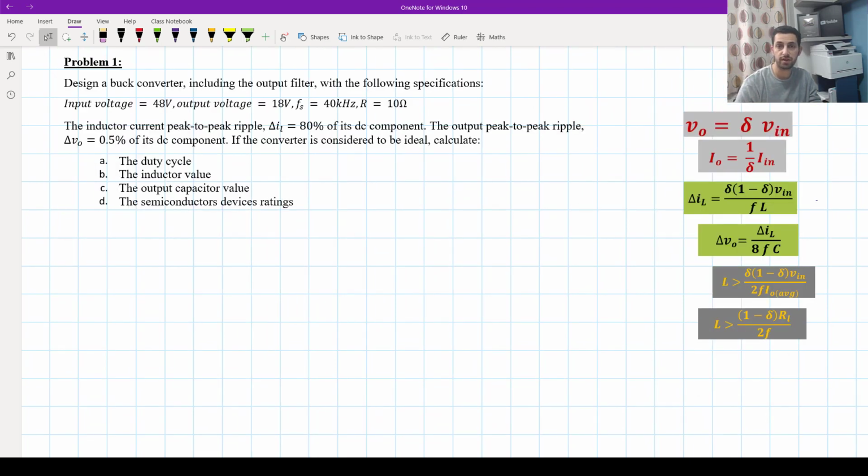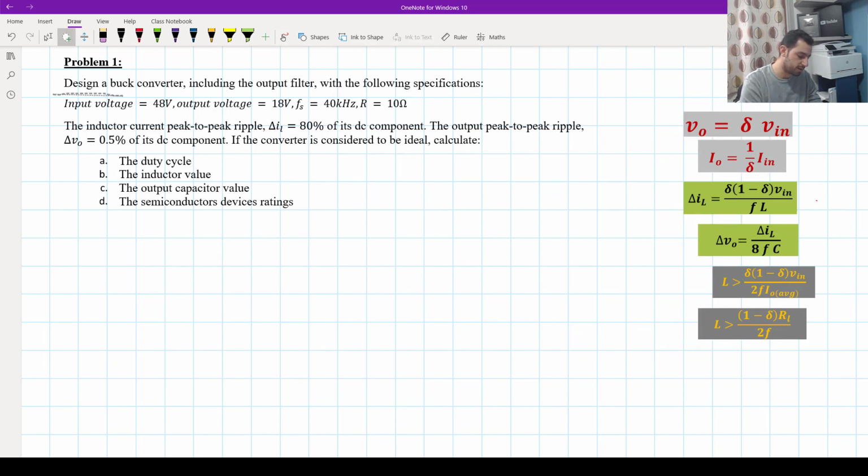So the first question is covering the buck converter. That's why we have on the right here the collection of all the derived relations for the buck converter from the slides. And this is what we usually have if we want to solve any question for the buck converter and design the components. So now let's start looking at the given question.